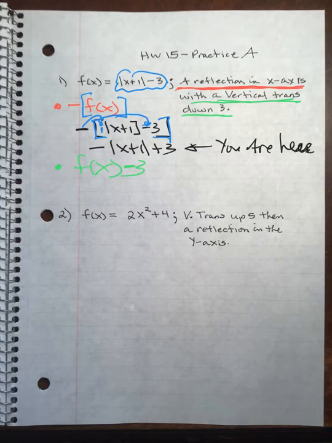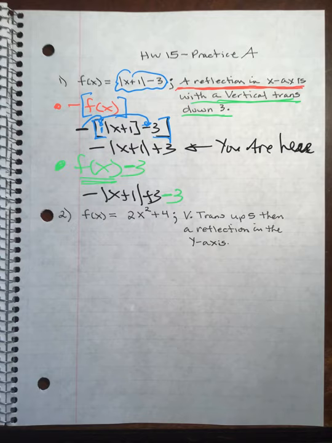So now when we do the vertical transformation of down 3, we have to do it where we left off. So we have to take the function where we left off, which I'll do in black. So the function where we left off, and then we have to subtract 3 from that function, right? Because we have to go down 3.